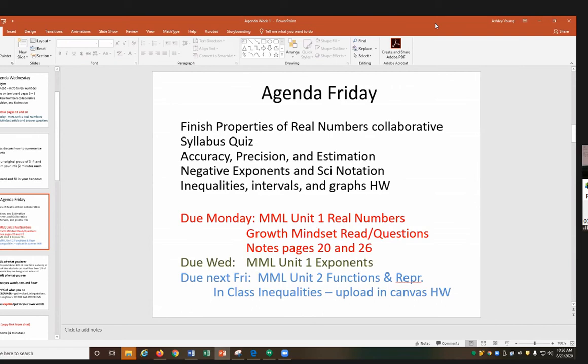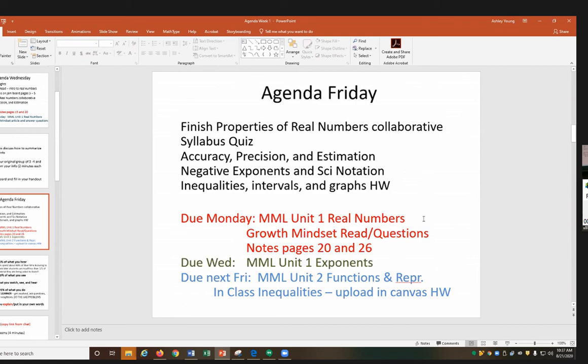So the rest of the things we're doing today, we're going to finish up our syllabus quiz, which we never got to. I've been meaning to do that since the first day. And then we have our accuracy, precision, and estimation. We're going to go through partly together the first couple pages, and then you guys are going to finish up the other 3 in new, different groups. And then I would like to get to negative exponents and scientific notation today if possible. And then I want to go over for sure your inequalities and intervals and graphs homework, which is due next Friday. So these are the things that are due coming up.